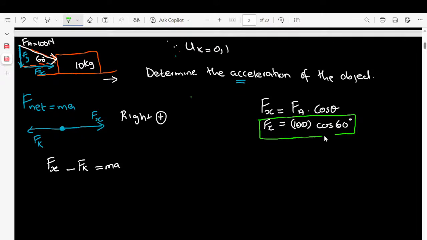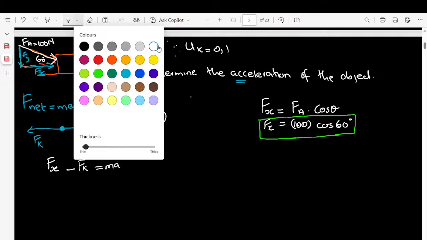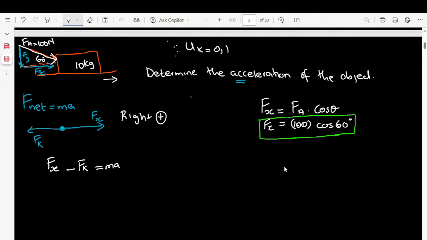What's next? If we have the Fx, it's easy for us. We need to find the frictional force. So I'm going to write down the formula we need to use for frictional force. Remember, Fk is equal to the coefficient of kinetic friction multiplied by the normal force. Do we have the coefficient of kinetic friction? Yes, we do. We need to find the normal force.